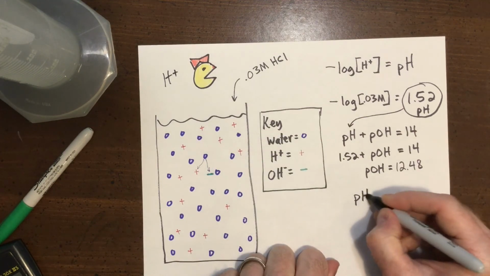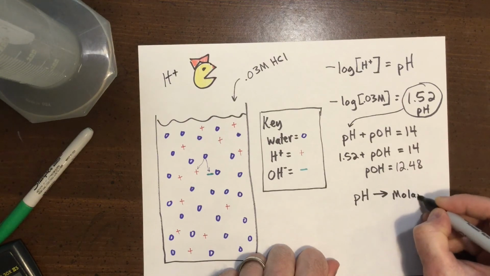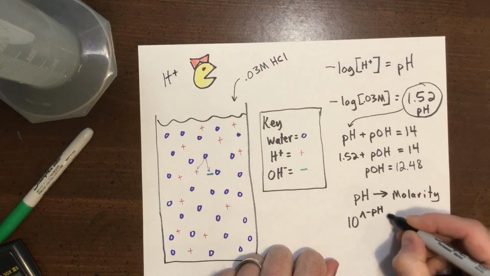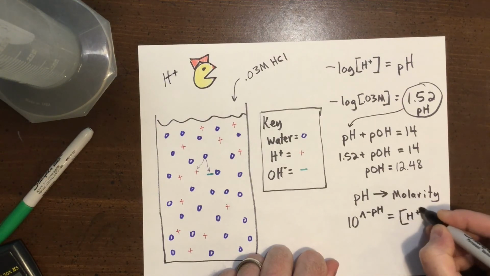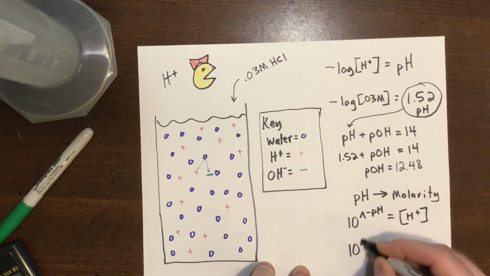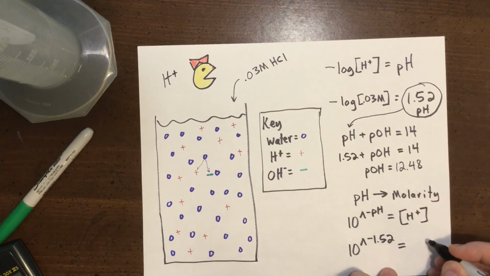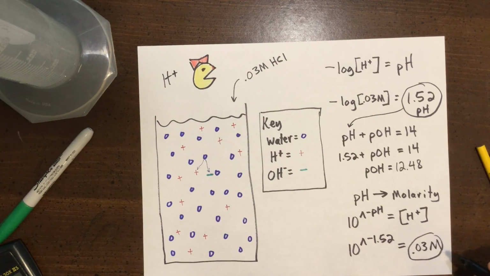And to close, we can also take the pH of a solution and turn it back into molarity. We just need to do 10 raised to the negative pH, which will give us our concentration of H's. So when I do that, I do 10 raised to the negative 1.52, and end up getting a molarity of 0.03 molar HCl, just like we had started off with in the beginning.